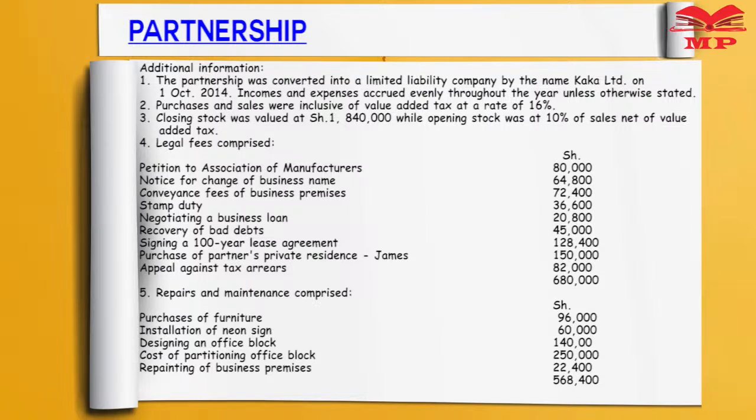Number 4, legal fee comprises: petition to Association of Manufacturers, notice for change of business name, conveyance fee for business premise, stamp duty, negotiating a business loan, recovery of bad debts, signing a 100-year lease agreement, purchase of partner's private residence by James, appeal against tax arrears. Number 5, repair and maintenance comprises: purchase of furniture, installation of neon sign, designing of an office block, cost of partitioning office block, repainting of the business premises.